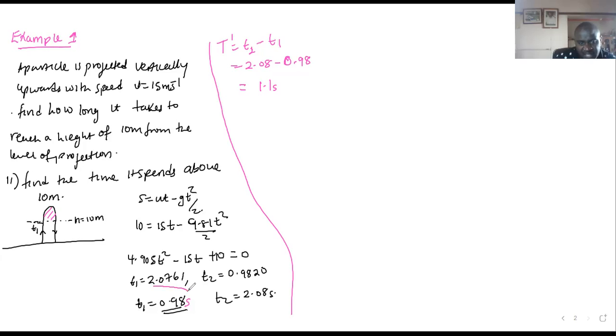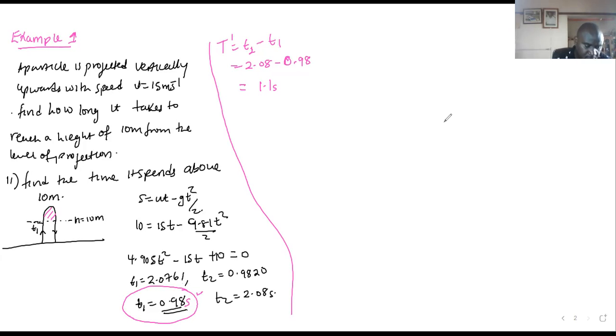So for the first answer, the question is, how do I know that it's the first answer it takes to reach that height? The shortest time is the time it takes to reach the height. Then the second time is the time it takes to reach the height again on coming back from the point of projection. Then the time it takes over that height is the difference between those two. So you can have that down.